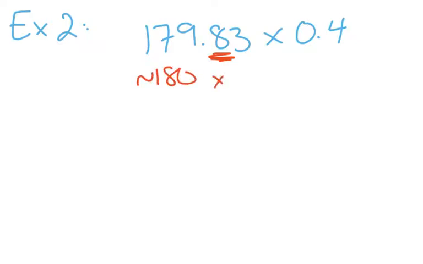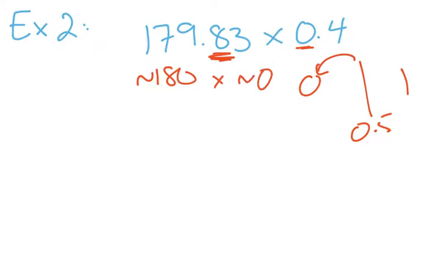Now when I have 0 wholes, it makes for kind of an interesting problem. So if I were to say between 0 and 1, halfway between is 5/10. 4/10 is smaller than that, so we're going to round down. So it's pretty much 0. 180 times 0, my answer is going to be pretty close to 0.